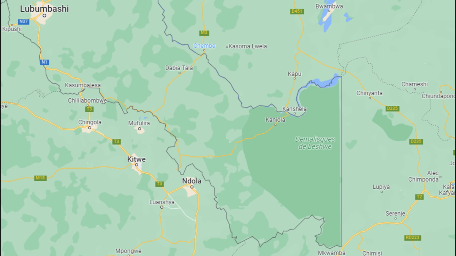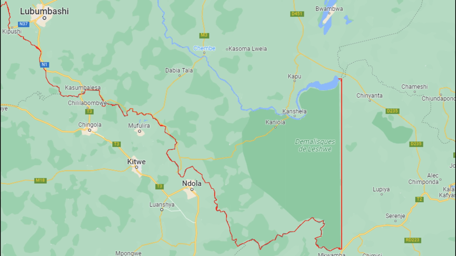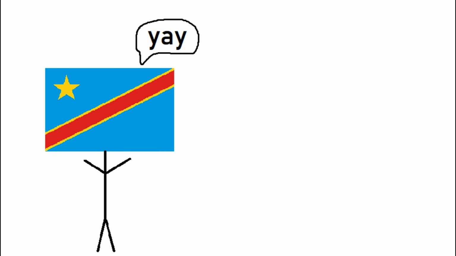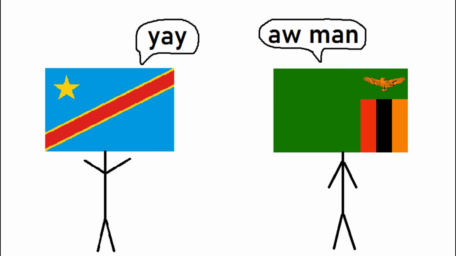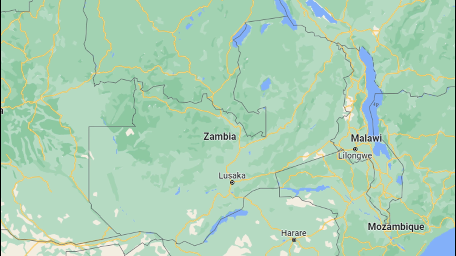Now, something about the Congo pedicle is that it kinda has a lack of any natural boundaries. Despite the Luapula River, which makes up the northern border, the rest of the border is completely arbitrary. Now, the pedicle is all well and good for the Congo here, but not so much for Zambia, as it cuts straight through it, giving Zambia a kind of butterfly shape, separating the east and west.